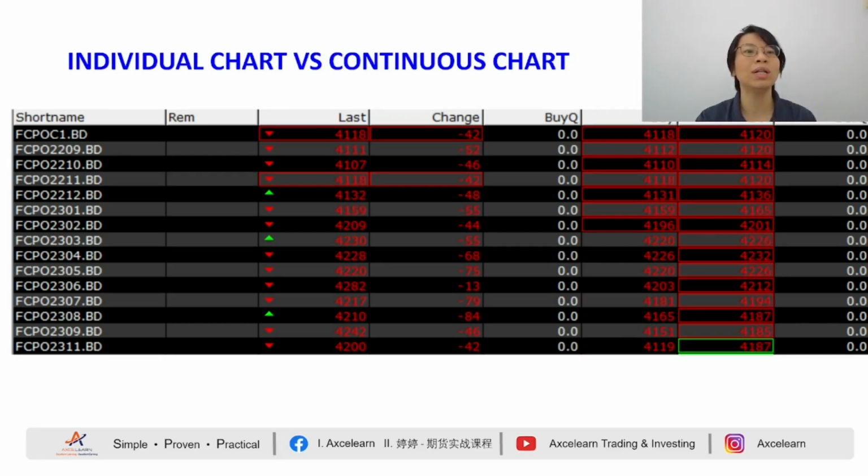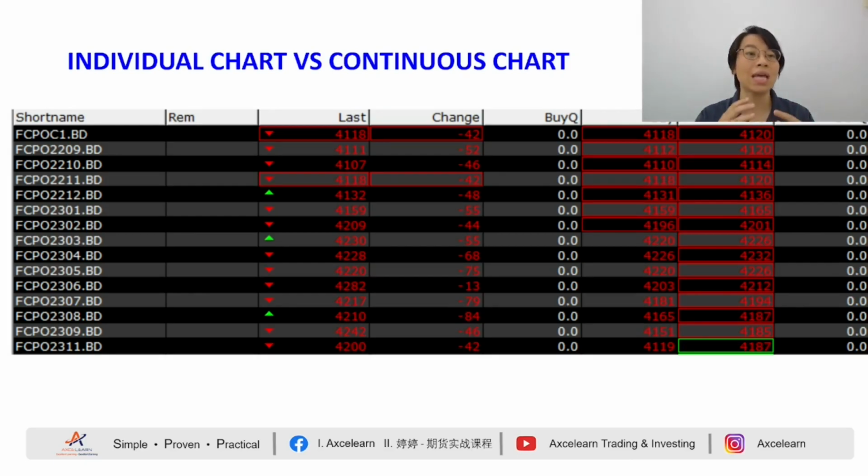Subsequently, we are going to have December as our active month, which is the third month, and then this will only reflect the December month. Likewise, subsequently when January 2023 becomes the most active contract month, FCPO C1 will only be capturing the January month itself. They will only capture the active month. For FKLI, they will only capture the spot month.